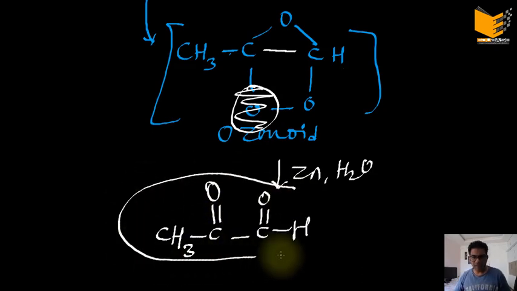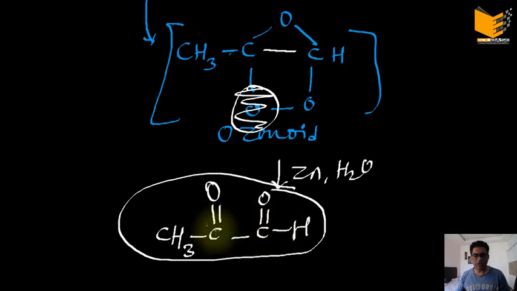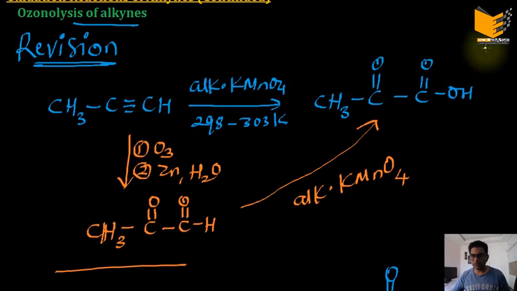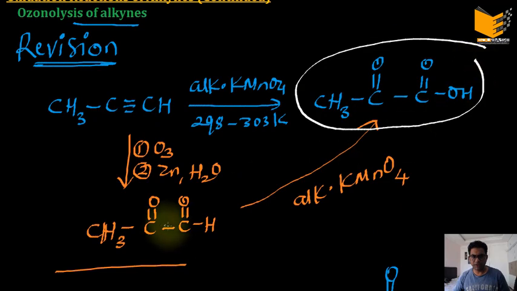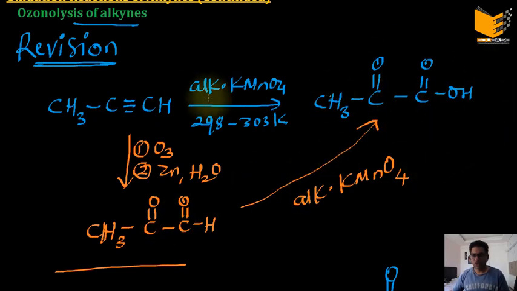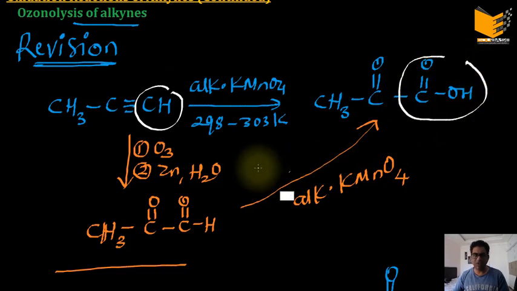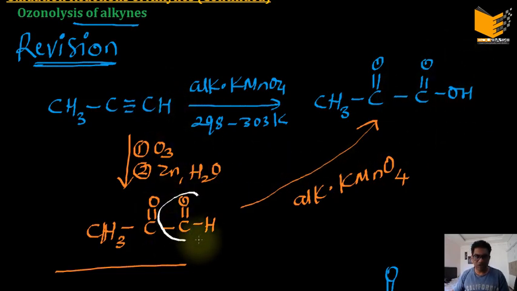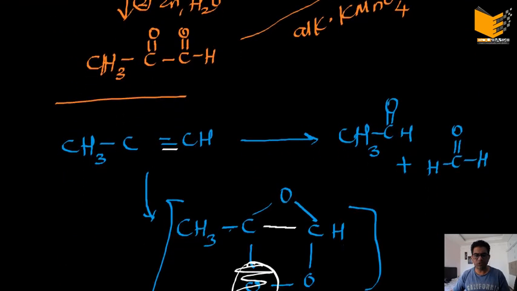This is basically a dicarbonyl compound, diketone or dialdehyde or aldehyde ketone, depending upon the type of alkyne you start with. If you look at this product, it is very similar to the product we have already gotten here, isn't it? With alkaline KMnO4, the terminal carbon gets oxidized to carboxylic acid, and if you do the ozonolysis, it stays as aldehyde. It is important to understand the distinction between these two reactions.